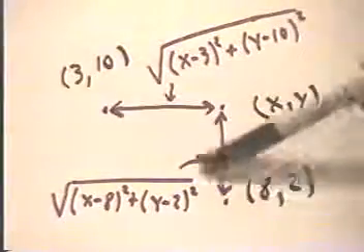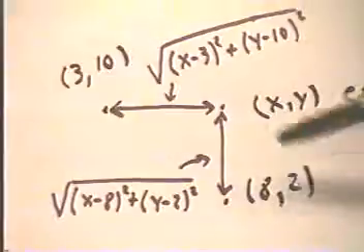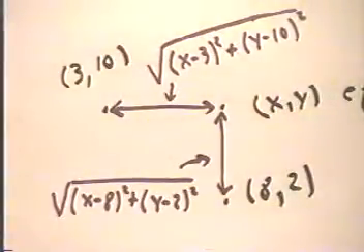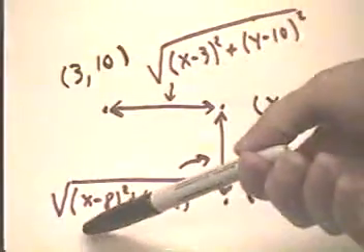Of course, there's a point halfway between 3,10 and 8,2, and that's equidistant between them. But there are a whole lot of other points that are also equidistant. There's a point down here that's the same distance here as it is here.